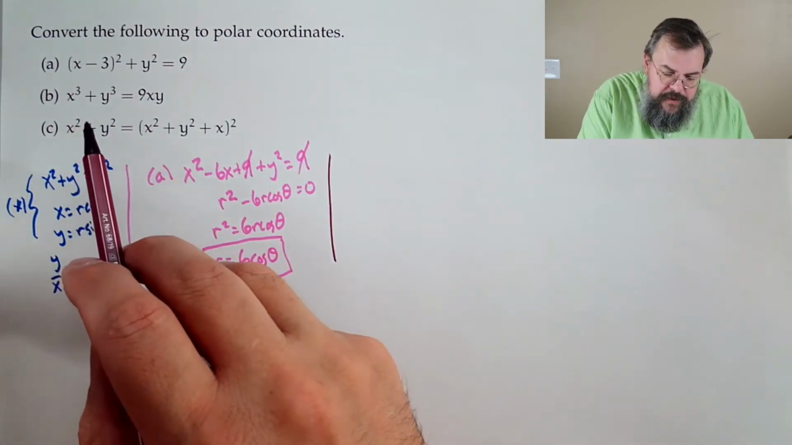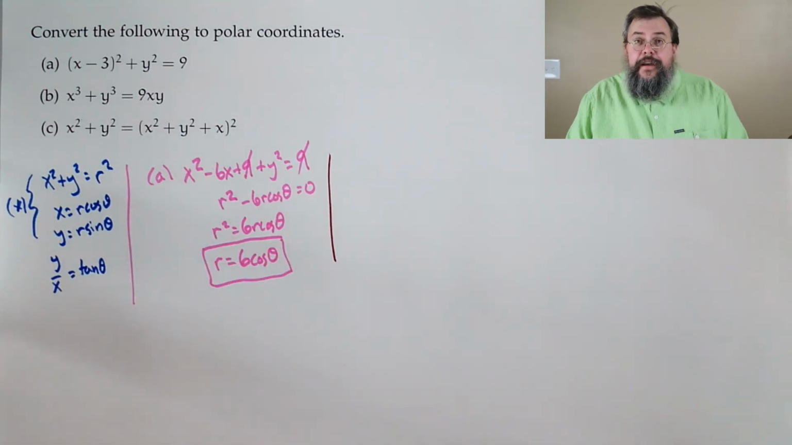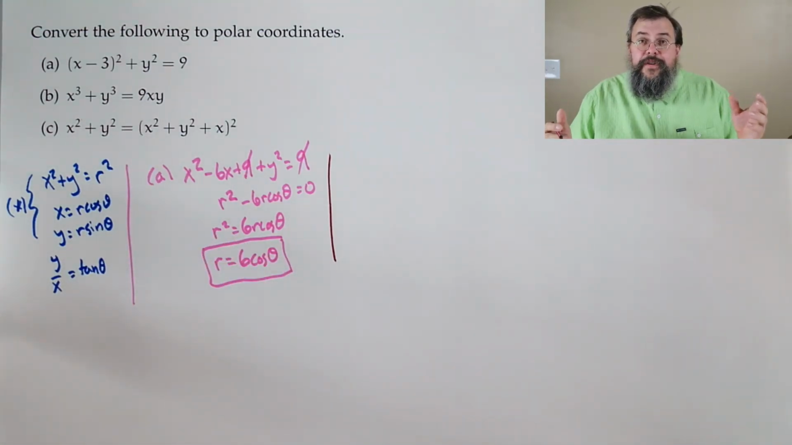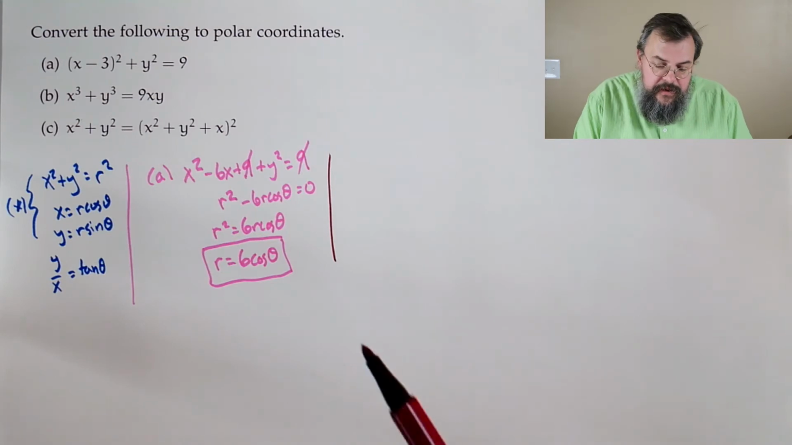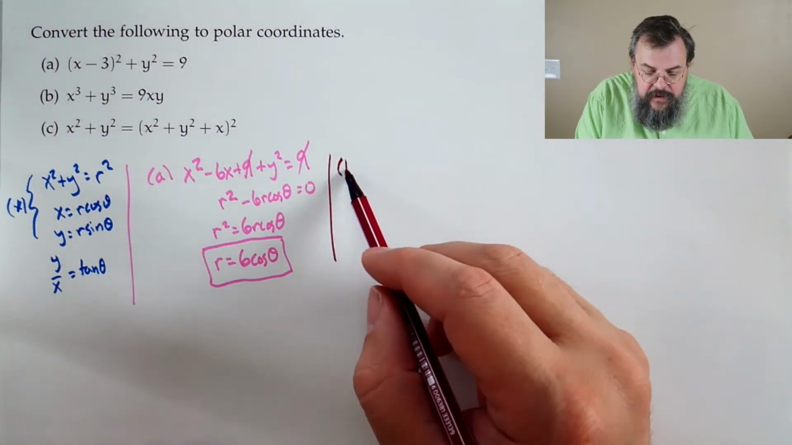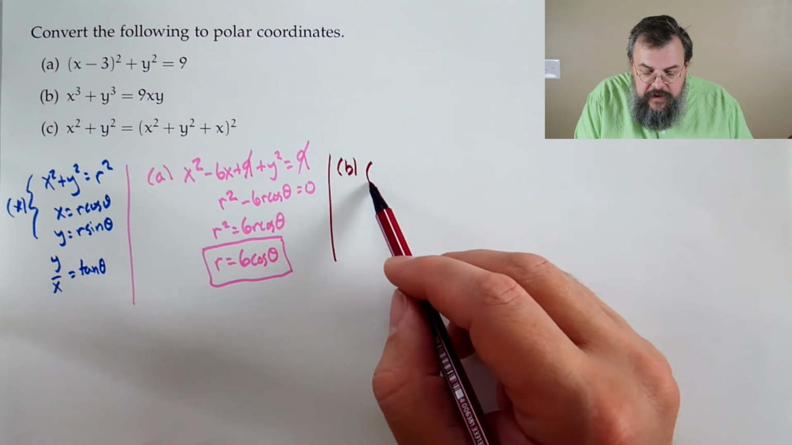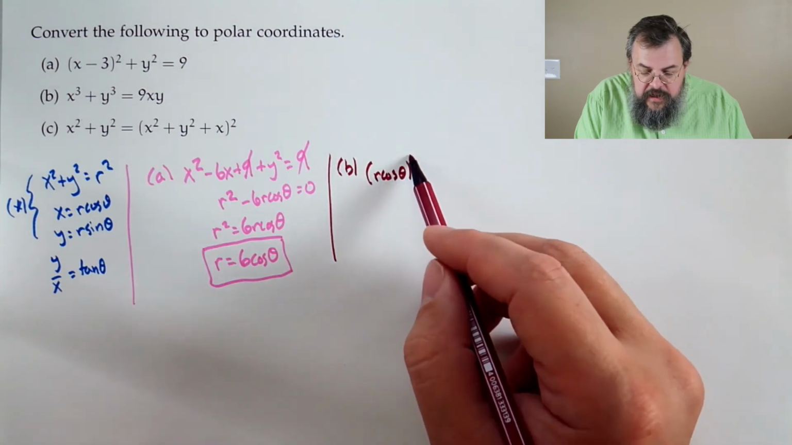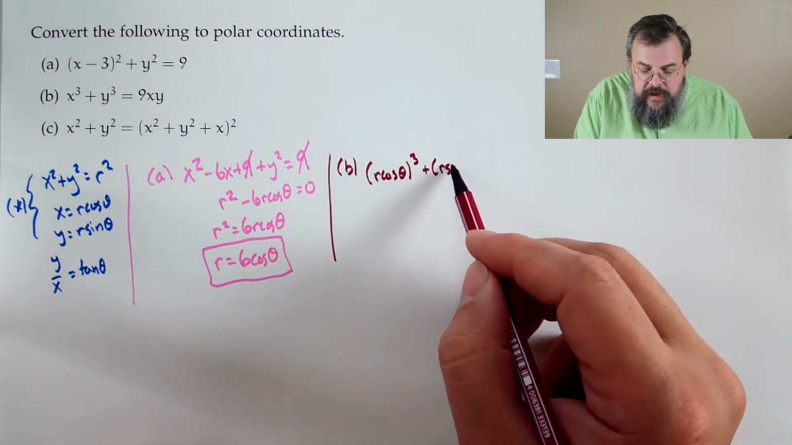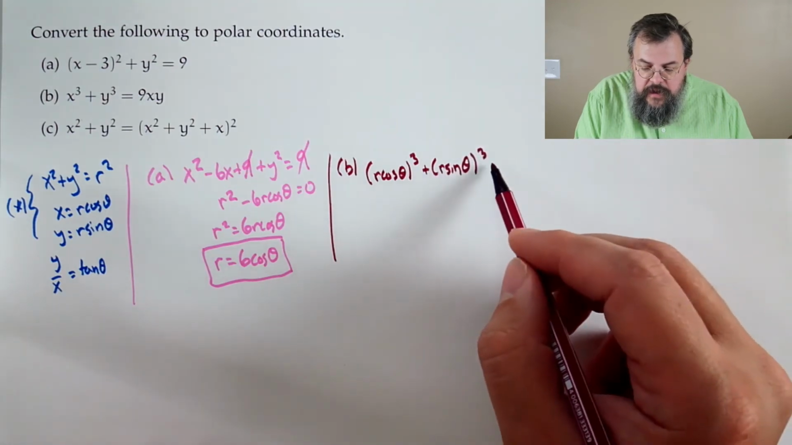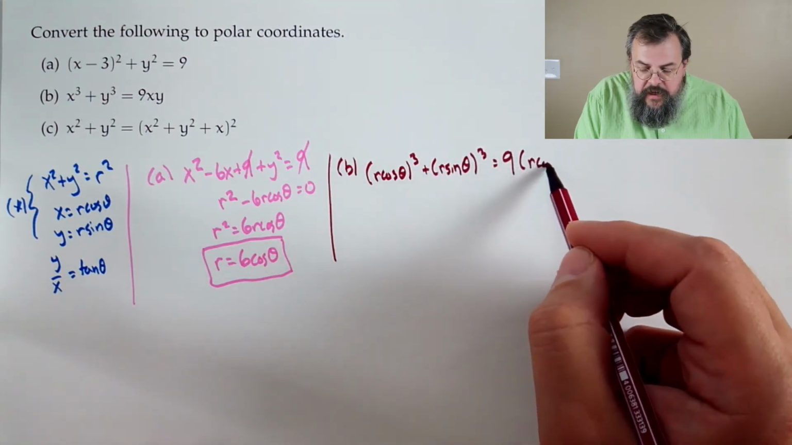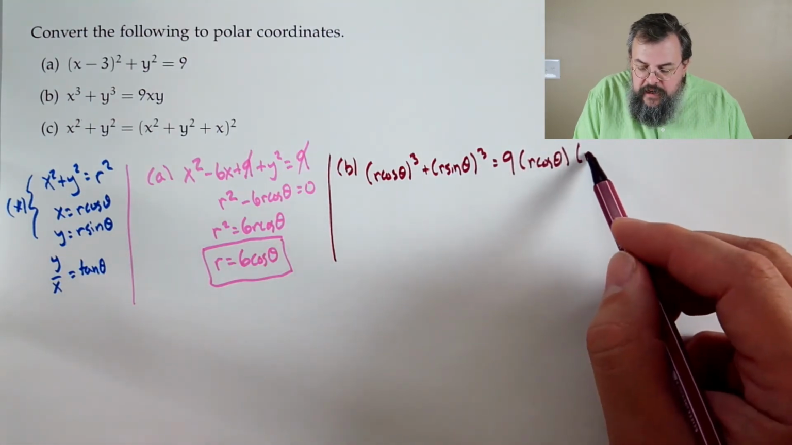Now, x cubed plus y cubed equals 9xy. You're like, well, x squared plus y squared is great, right? It is wonderful, isn't it? We don't have that. So what do we do? Well, if we can't do anything else, we put in what x is, put in what y is, and simplify. I don't see anything else. So here we go. We're going to have (r cosine theta) cubed plus (r sine theta) cubed equals 9 r cosine theta r sine theta.